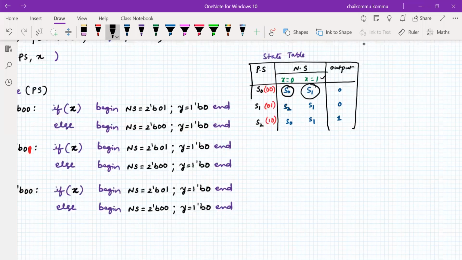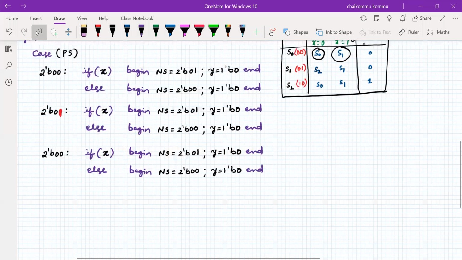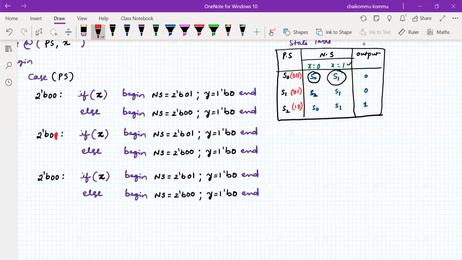So for 0, 1, what I have to do? To stay in S1, that means it should be in the same state, right? The same state it should be. Same state, output is also 0. Otherwise it has to go to S2. To go to S2, what will it be? It is 1, 0, right? 1, 0. Output is again 0.